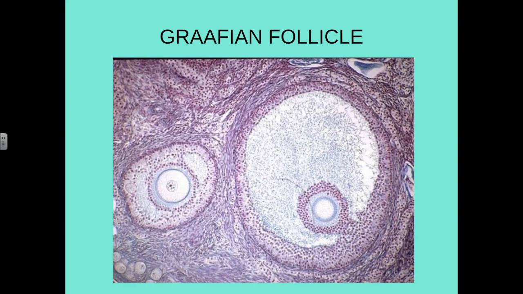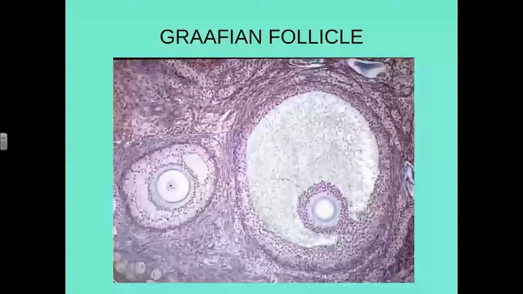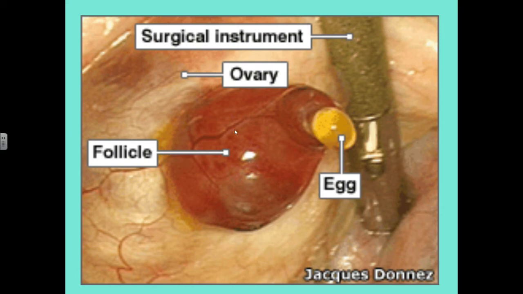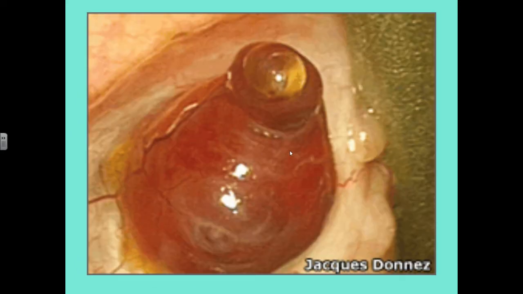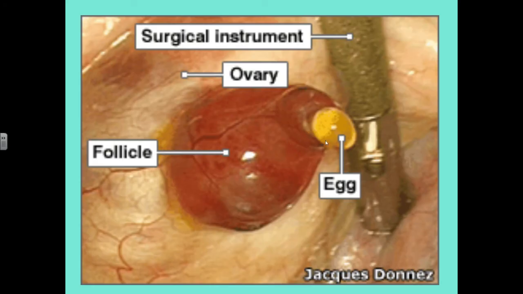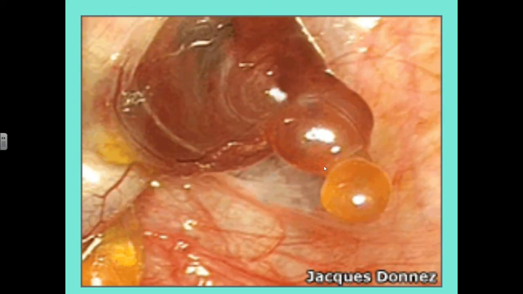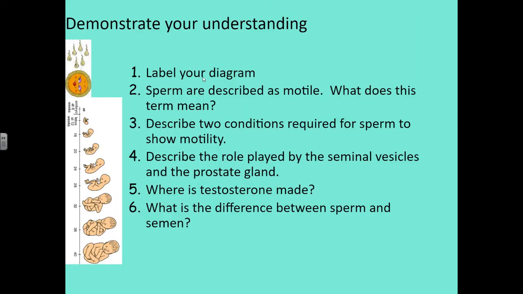The rest of this PowerPoint would just be interesting pictures for your interest. So we've got a nice picture here of the follicle as it is immature and more developed. We can see here the follicle, and we can see the egg coming out in ovulation. Isn't that nice? If you want, you can demonstrate your understanding by looking at this and thinking, how would you label it?